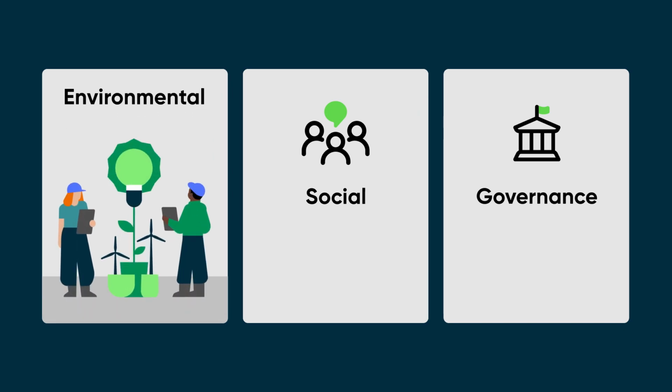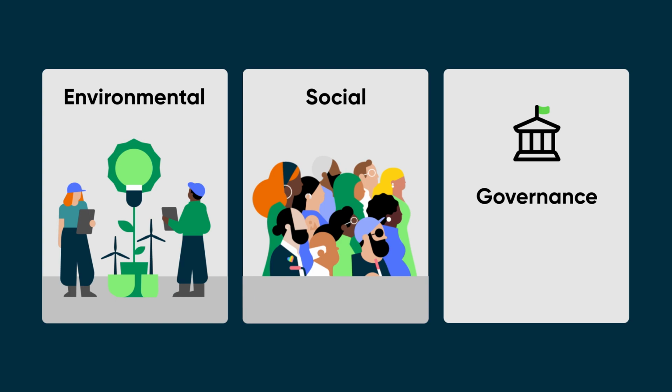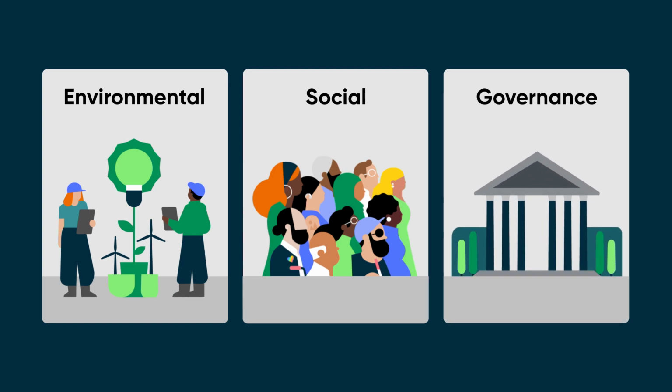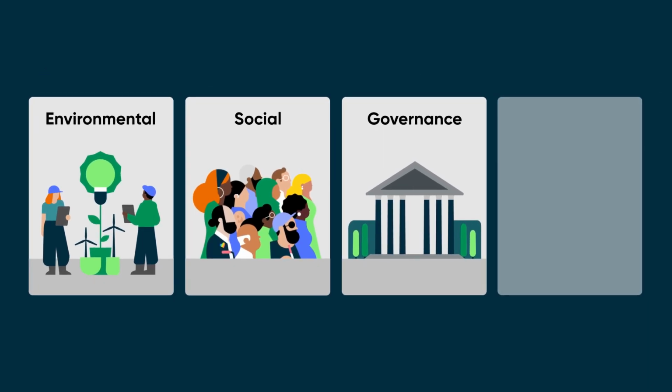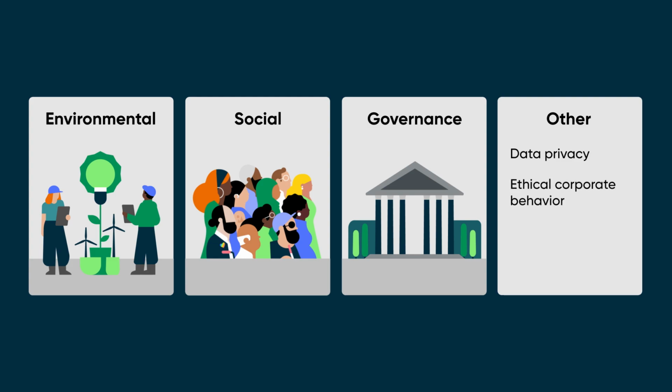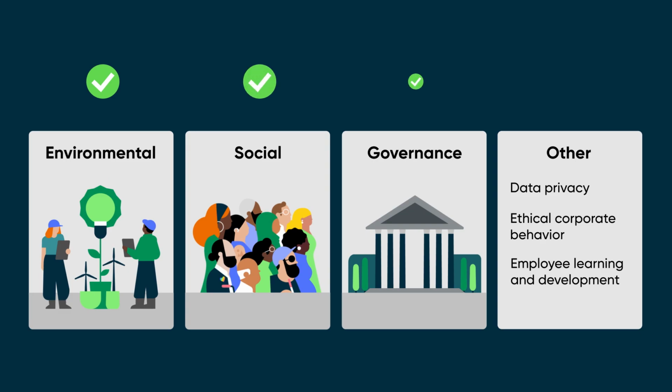Environmental issues like waste management and carbon footprint, social issues like ethnic and gender diversity in the workplace, and governance issues like cybersecurity and corruption. ESG also incorporates topics like data privacy, ethical corporate behavior, and employee learning and development. All these issues can impact a company's success, and public perception can magnify that impact.